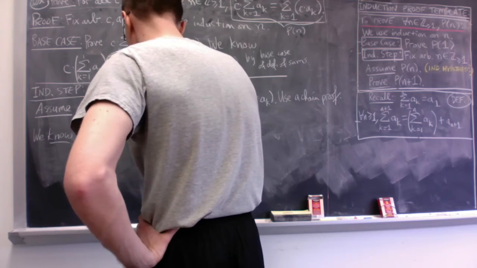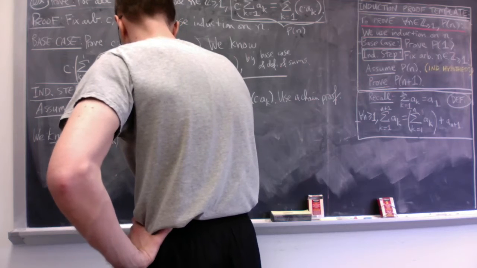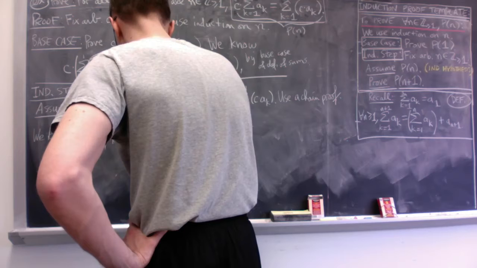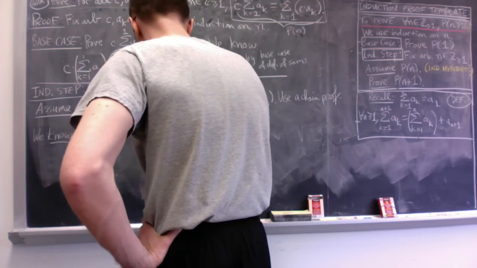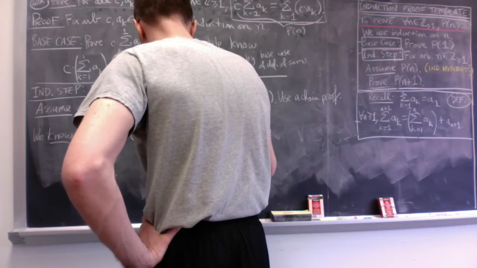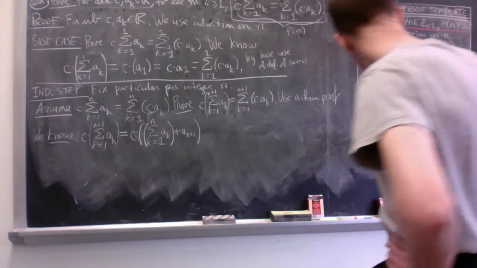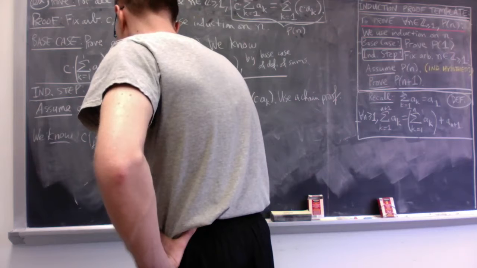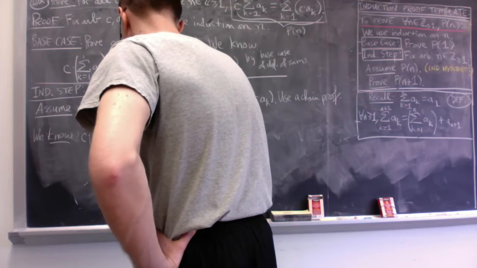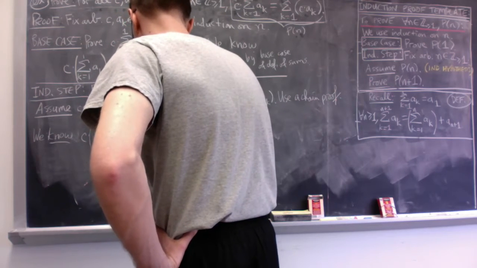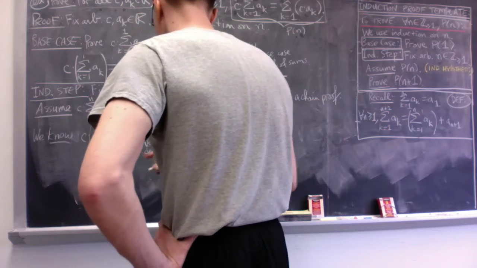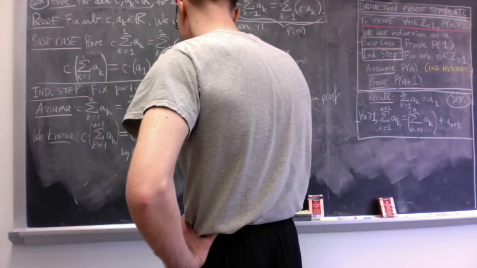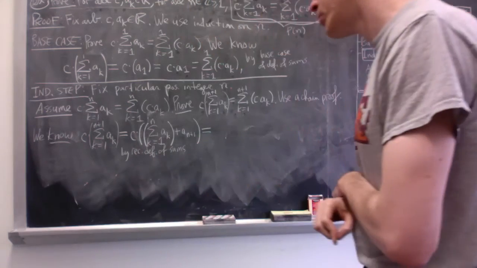So now this turns into the sum k equals 1 to n of ak. Put lots of parentheses, plus a sub n plus 1. So that's by recursive definition of sums. That's why that's true. Now, what do I do now?